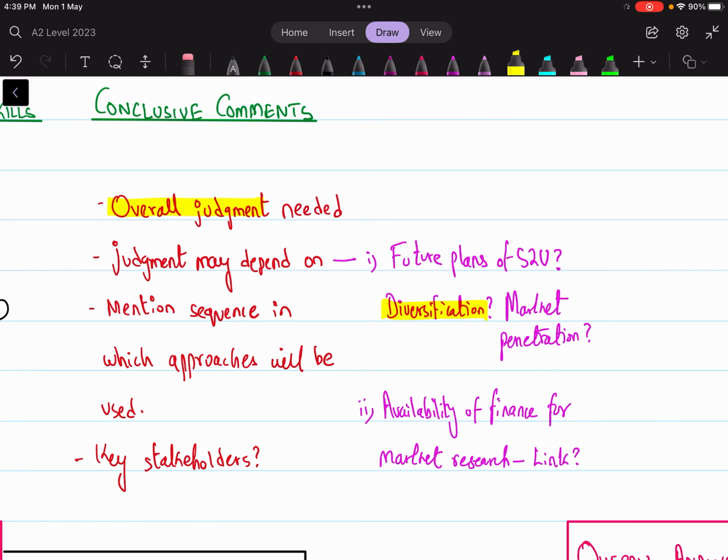So much would depend upon your future plans, and much would depend upon the availability of finance that would be needed for market research. And then you can also mention why market research would be so important and so crucial in this particular case study, in this particular context. Also, you can mention the sequence in which these approaches will be used, along with the reason why you suggest the sequence.